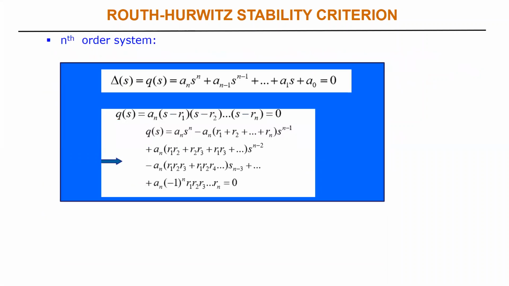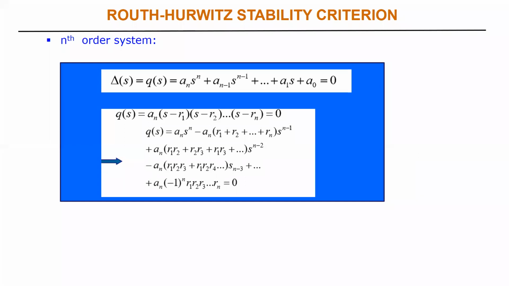Okay, this is in general. This is the nth order system. Okay, basically, if you factorize it, those are the roots. Reconstruct them, so you will have s^n minus a_n, the summation of the roots, plus a_n, the multiplication two at a time, then minus you take three at a time, and so on.